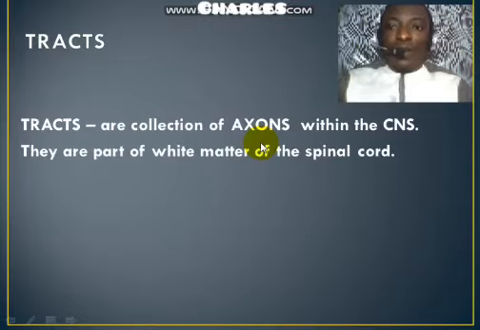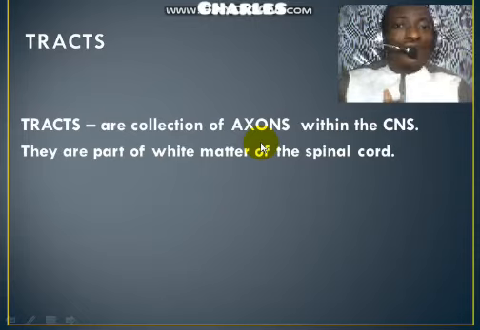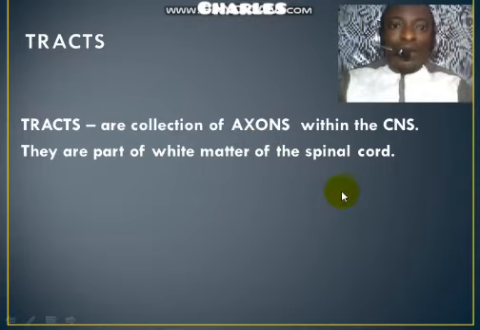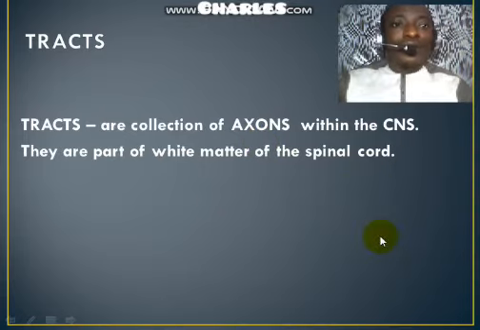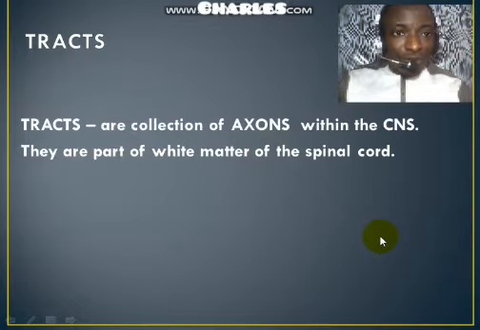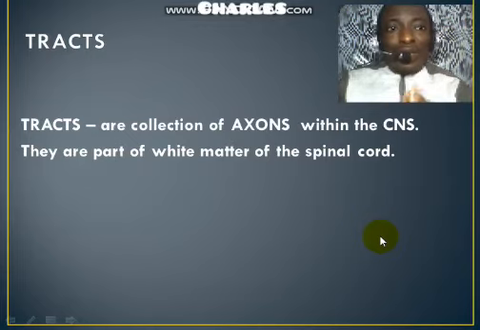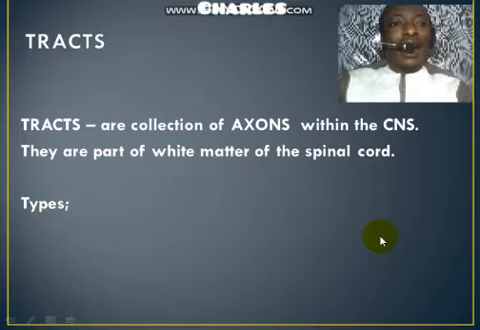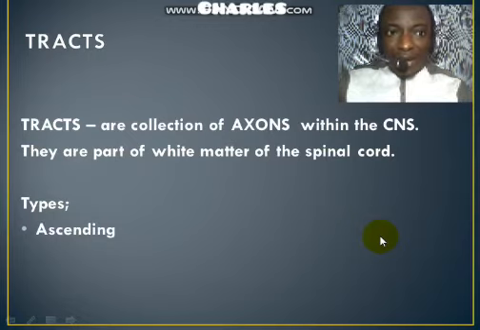Going forward, they are also parts of the white matter of the spinal cord. All axons of neurons lie within the white matter of the spinal cord, whereas the soma and some dendrites of the neuron lie within the gray matter, that is the butterfly shaped structure of the spinal cord. Now, there are two types of tracts. These are ascending tracts and descending tracts.